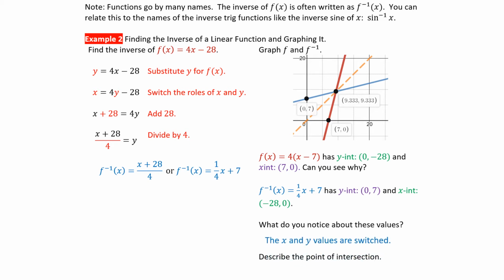So do you notice that everything about x became y and everything about y became x? The y-intercept, (0, -28), switched so that the x-intercept became (-28, 0). The x-intercept of (7, 0) switched so that the y-intercept became (0, 7). And look at where these red and blue graphs intersect. They are on the line y equals x. And so it should make sense that although we don't have integer values there for our coordinates of the point of intersection, 9.333 for x is the same as the y value, 9.333.